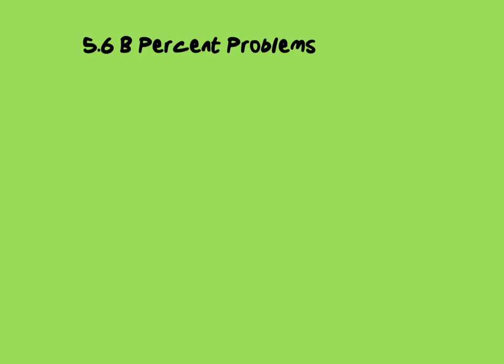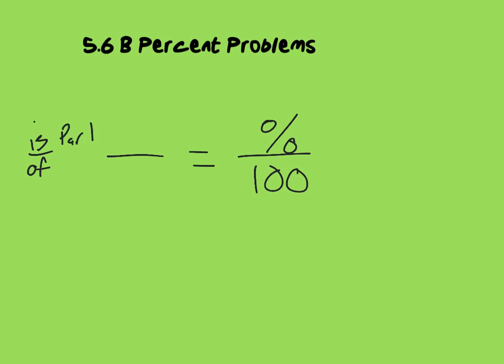Now, just to go over what we are using as our strategy here, we are using the proportion strategy to do these problems. So again, we are using is over of equals percent over 100. The percent goes here if it gives it to you. This is the is, this is the of, and we can also call that the part and the whole.